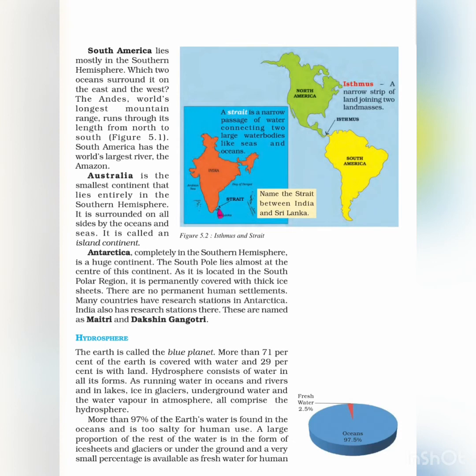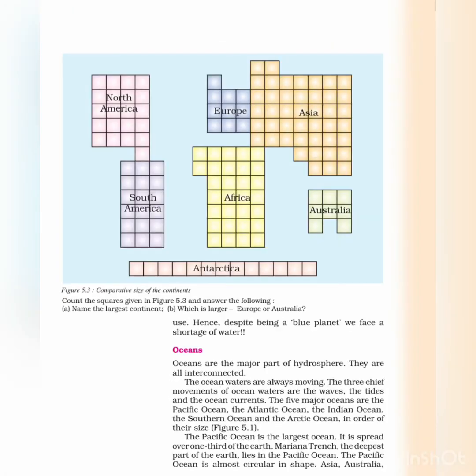About 2% of the total water is in the form of ice sheets, glaciers, and under the ground. So, only 0.03% is available as fresh water for human use. That is why, despite being a blue planet, we face shortage of water.